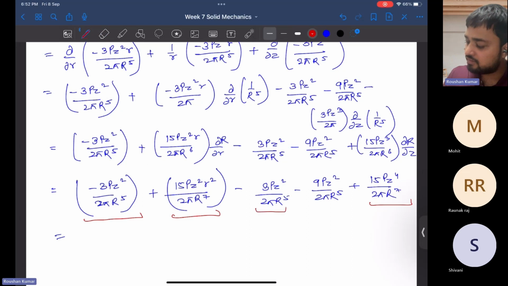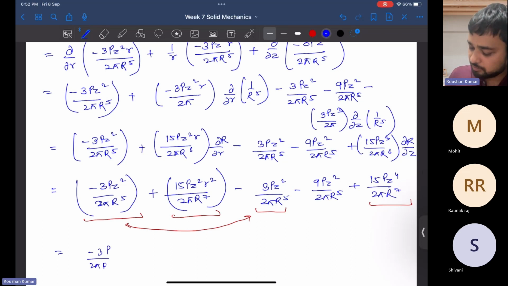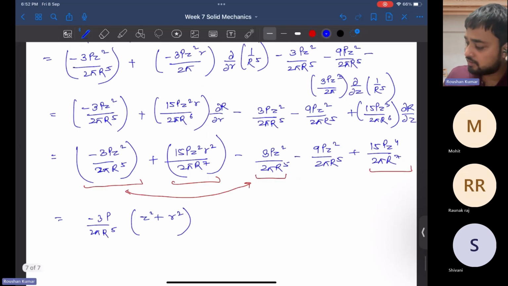If we take this and this common, what do we get? We get minus 3p by 2 pi r to the power 5 (z square plus r square), and here it is minus 9p z square upon 2 pi r to the power 5.